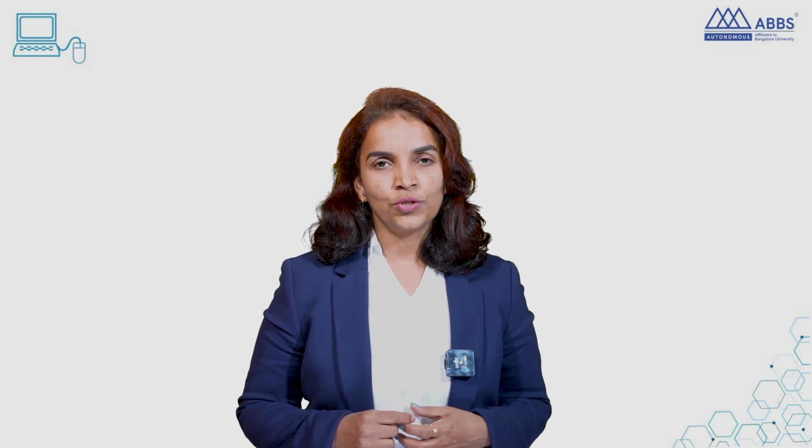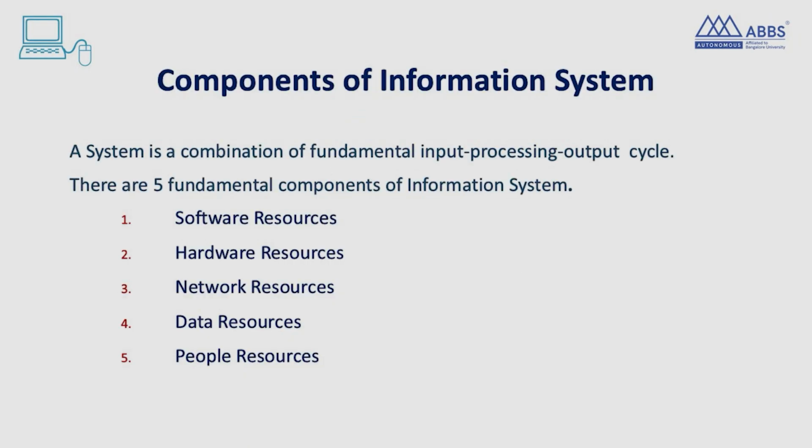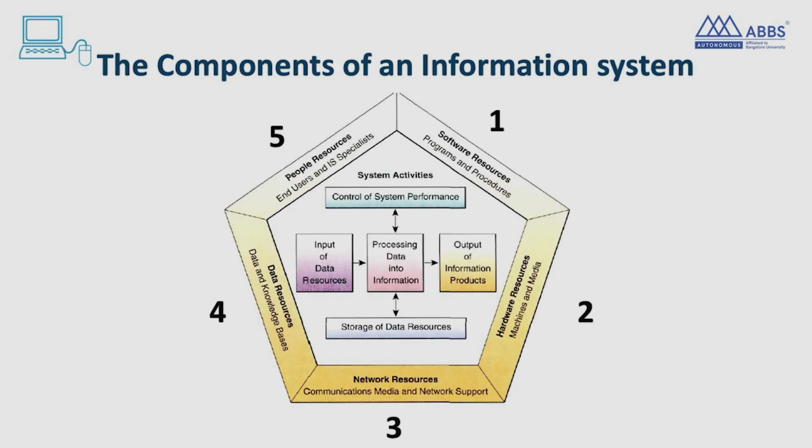Now, in any information system, each of these 5 components plays a major role. We have already understood an information system is a combination of input, processing, and output cycle with multiple input, storage, processing, and output devices. And if you look at this diagram, the information system activities in the core, like the control of system performance and storage of data resources, become the core activity in any information system.